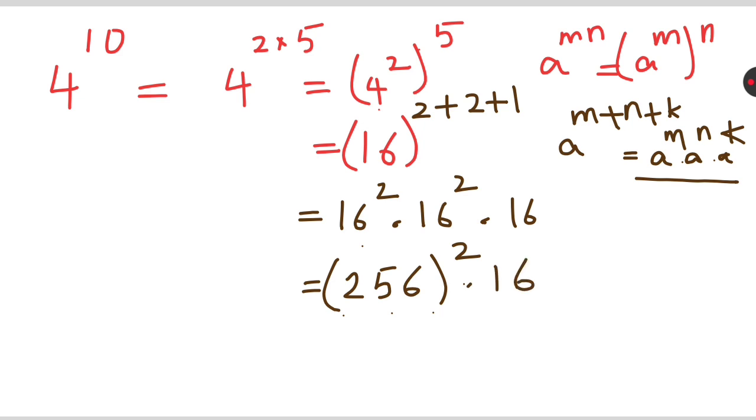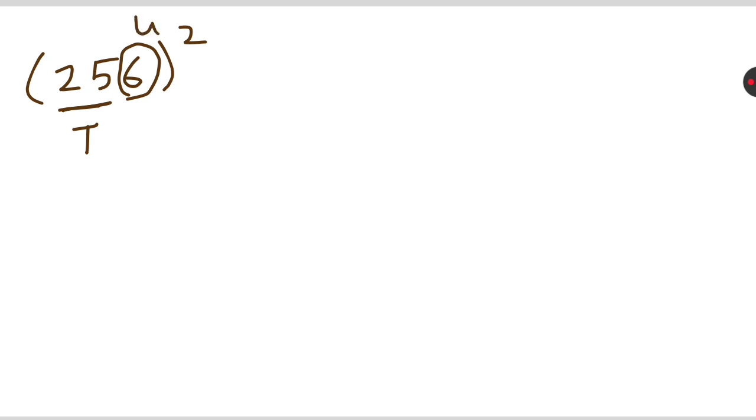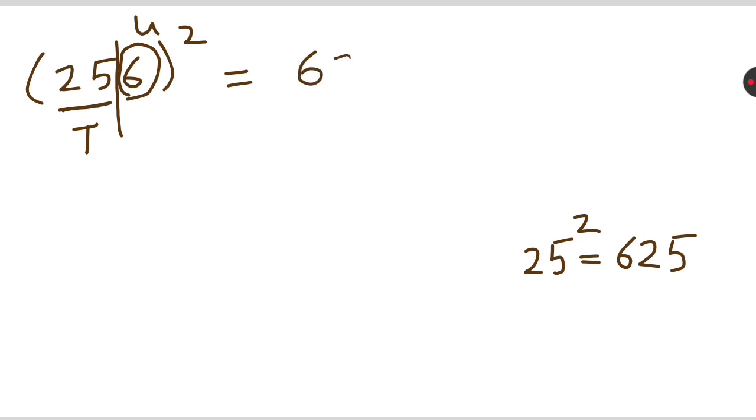So now I am going to find the value of 256 raised to the power of 2 by using our matrix. Here let's consider this 25 as a tens digit and this 6 as a unit digit. So what is the square trick? First you have to square the tens digit, which is 25. 25 squared, we know, is 625. So let's write 625. The next step is you have to square the unit digit, which is 6.